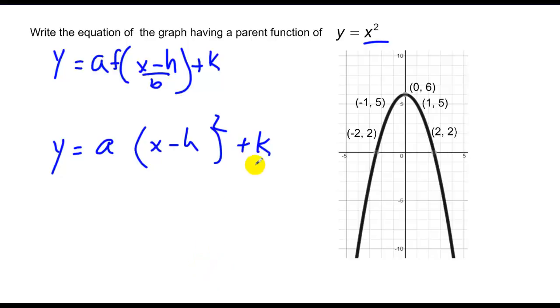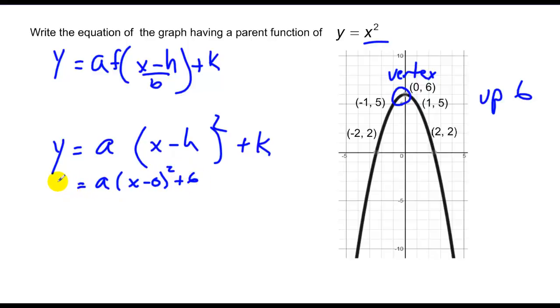Now, the nice thing is, in every parabola, you're probably going to have the vertex. And that vertex, which is usually at 0, 0, has probably been translated. You'll notice this has been translated up 6. Up refers to the k value. So what I'm going to do is substitute a 6 in for this k, and since it hasn't moved over at all, I'm going to call my h 0. So I have a, which I still don't have, times (x minus 0) squared plus 6 equals y.